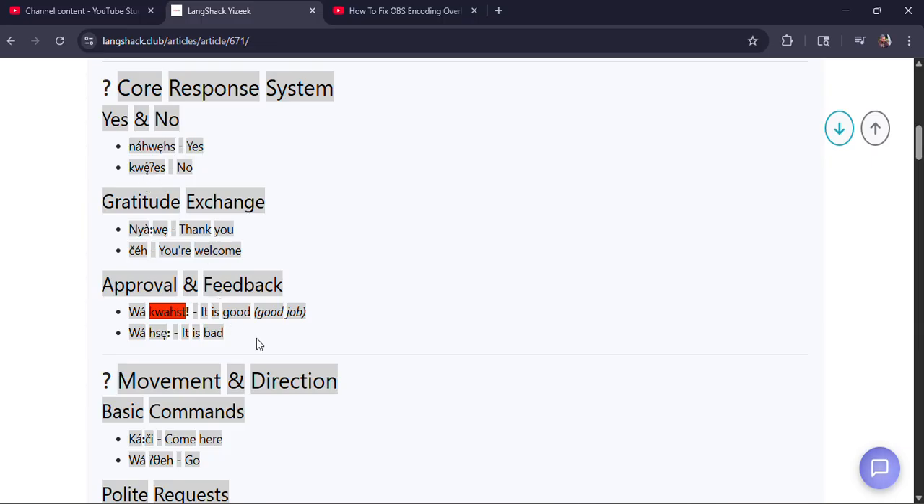So this will have a vowel, this will have an eh, this will have an in, and the second one is a regular eh. So you say it's bad. Wahsire. Quintess.